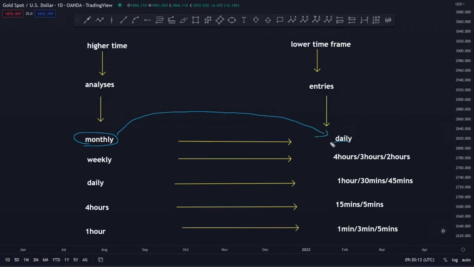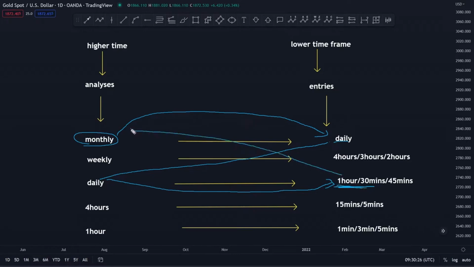But do you know that you can still move on to this and then enter on the 1 hour? That means you made an entry for the monthly time frame analysis, making the entry on the 1 hour. That means you are reducing the risk from this monthly time frame. But in that case, you are going to hold a trade for a longer period of time.